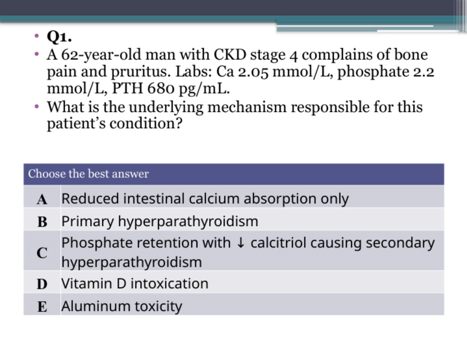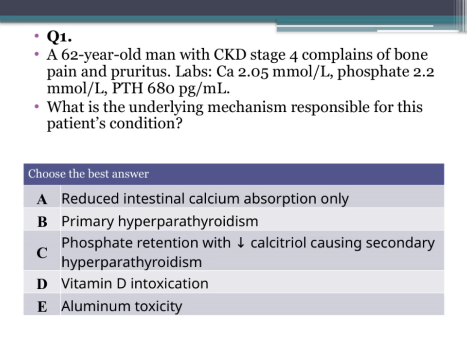Now, considering these findings, what does this tell us about the underlying mechanism? First, the high PTH suggests secondary hyperparathyroidism, which is common in advanced CKD. The bone pain and pruritus can be related to mineral metabolism disturbances. The key here is to understand how CKD affects calcium and phosphate balance. In CKD, the kidney's ability to excrete phosphate diminishes, leading to phosphate retention.